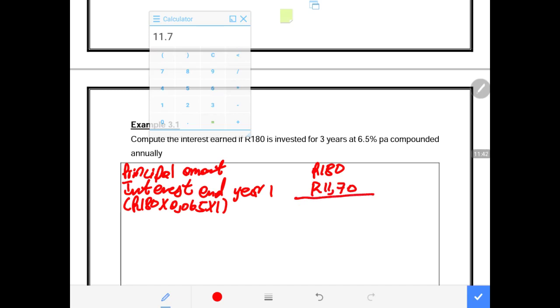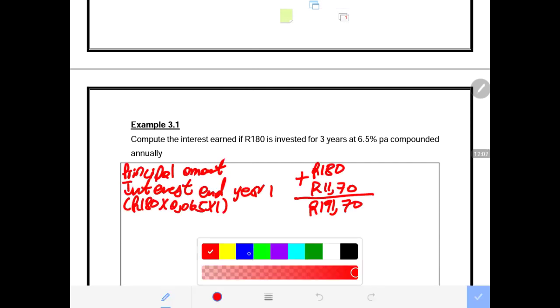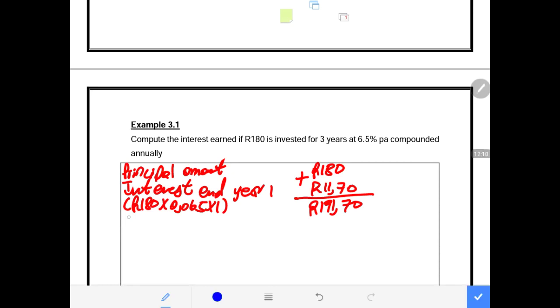So now we need to add this interest back to the capital, or the present value, or the initial amount, or the principal amount that we had in the beginning. Then after we say plus 180, this will give us the balance at the end of year 1 as 191 rand 70 cents. So this will be the opening balance, beginning of year 2. However you write it, it doesn't matter. It could be closing balance of year 1 or opening balance in year 2. So let me just say opening balance year 2.